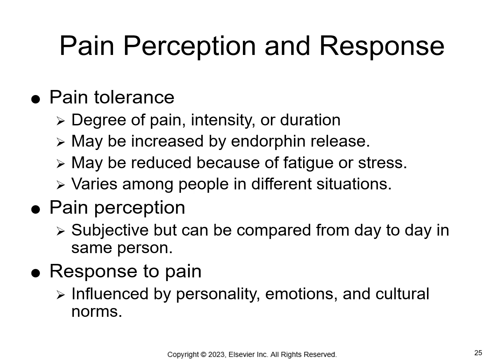Tolerance may be increased by endorphin release or reduced by other factors such as fatigue or stress. It does not depend on the severity of pain. It varies among people and different situations. Pain perception and response are subjective and depend on the person. Factors such as age, culture, family traditions, and prior experience with pain shape someone's perception and response to pain.